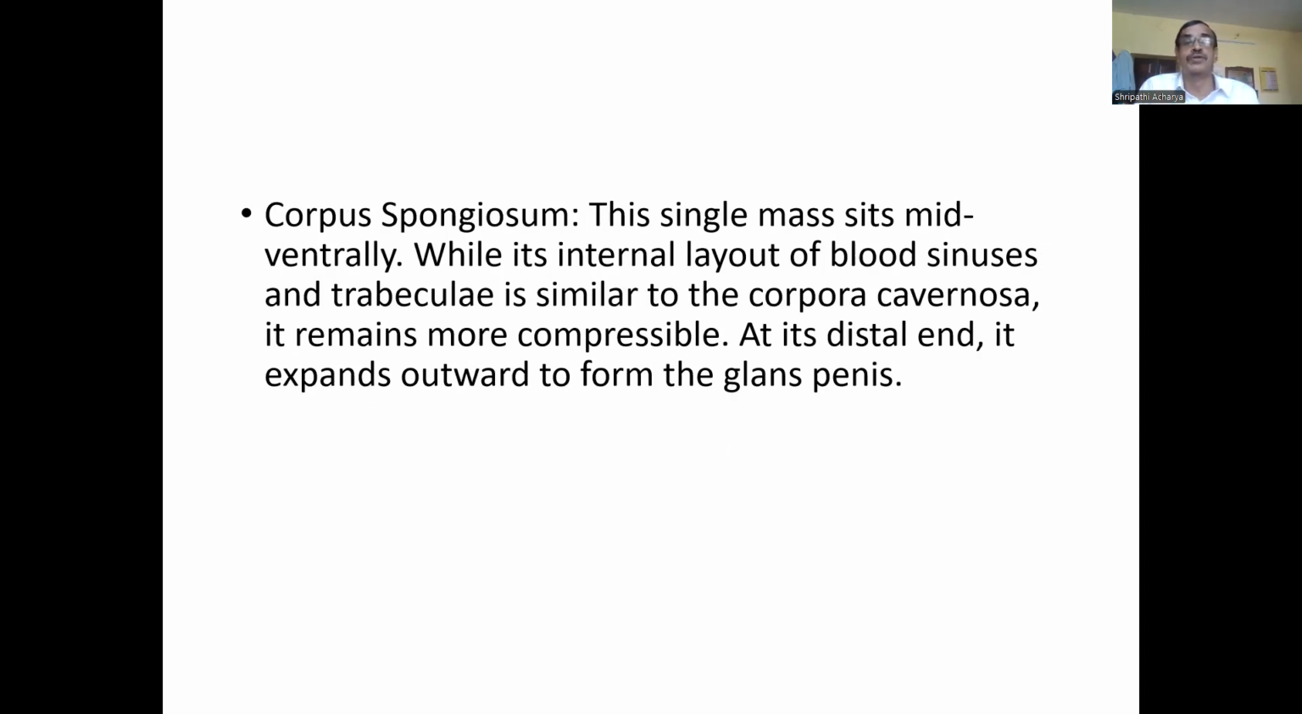Corpus spongiosum. This single mass sits mid-ventrally, while its internal layout of blood sinuses and trabeculae is similar to the corpora cavernosa. It remains more compressible. At its distal end, it expands outward to form the glans penis.